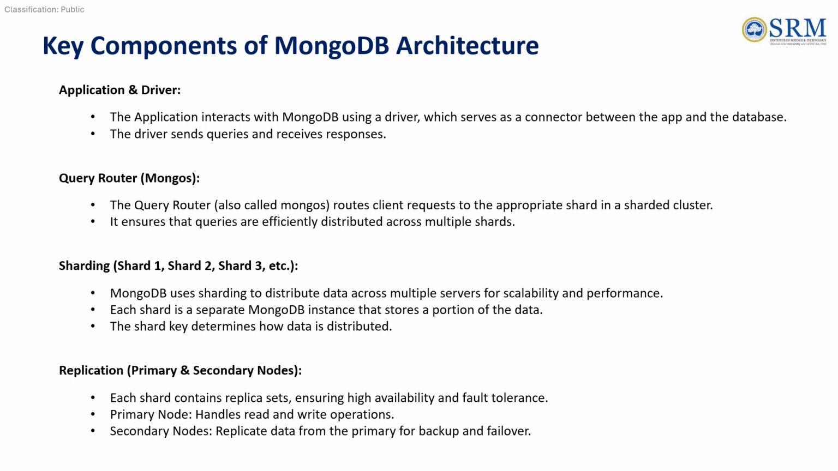MongoDB also supports replication for fault tolerance and high availability. Each shard contains replica sets consisting of primary and secondary nodes. The primary node handles actual read and write operations, whereas the secondary nodes continuously replicate data from the primary node and act as backups. If the primary node fails, one of the secondary nodes automatically becomes the new primary node, ensuring uninterrupted operation. Together, these components allow MongoDB to provide scalable, distributed, and highly available cloud database services.